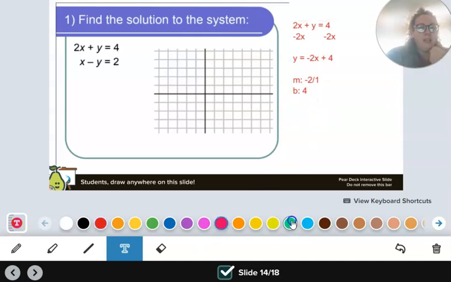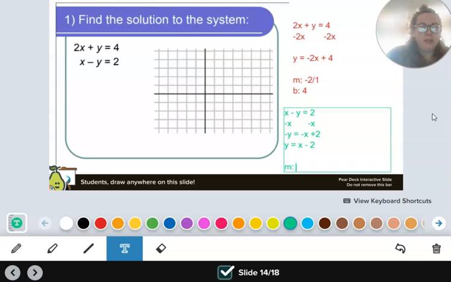Our second equation is x minus y equals 2. So we're going to subtract that x term. Always do that first. X minus x is 0, so we have a -y equals that subtracted x plus 2. And then divide everything by -1, so y equals x minus 2, which means our slope is 1/1, and our y-intercept is a -2.